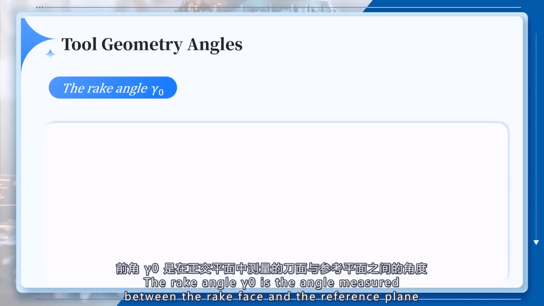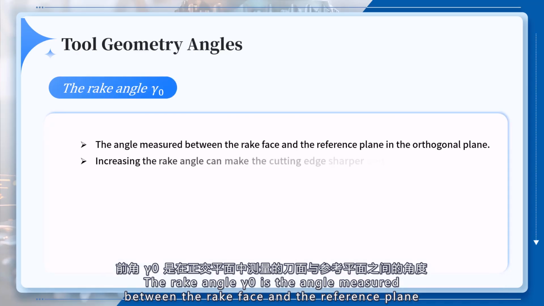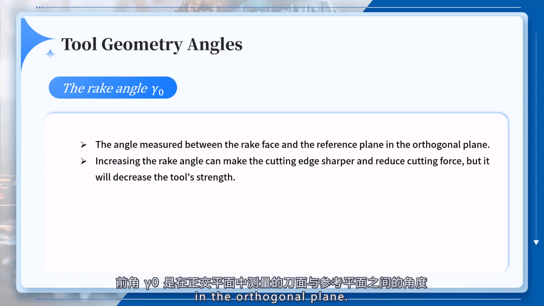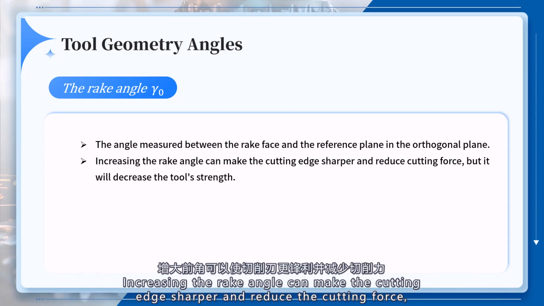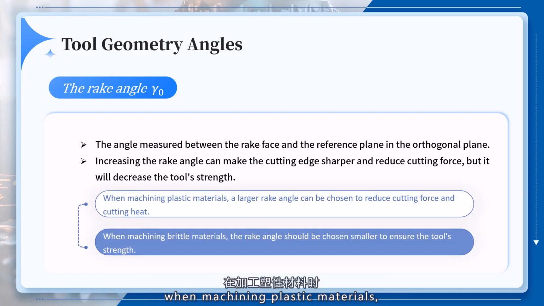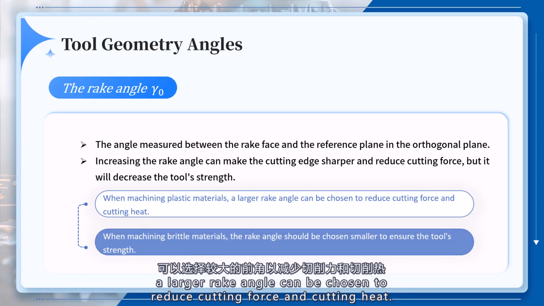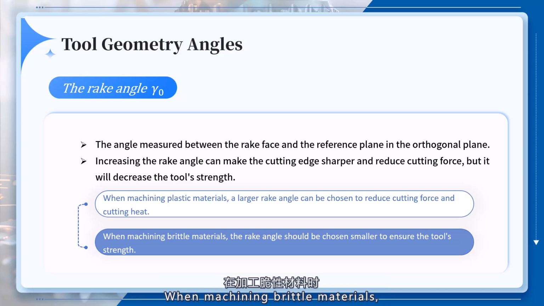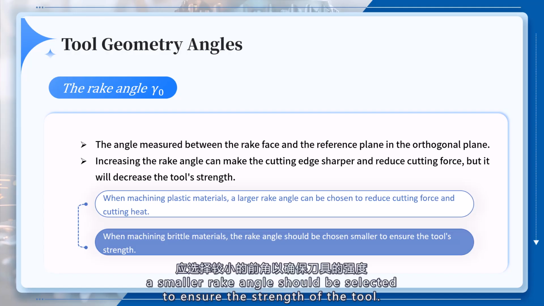The rake angle γ0 is the angle measured between the rake face and the reference plane in the orthogonal plane. Increasing the rake angle can make the cutting edge sharper and reduce the cutting force, but it will decrease the strength of the tool. Generally, when machining plastic materials, a larger rake angle can be chosen to reduce cutting force and cutting heat. When machining brittle materials, a smaller rake angle should be selected to ensure the strength of the tool.